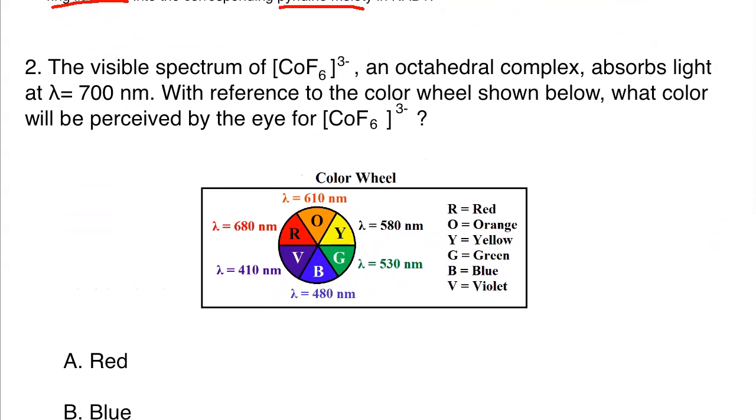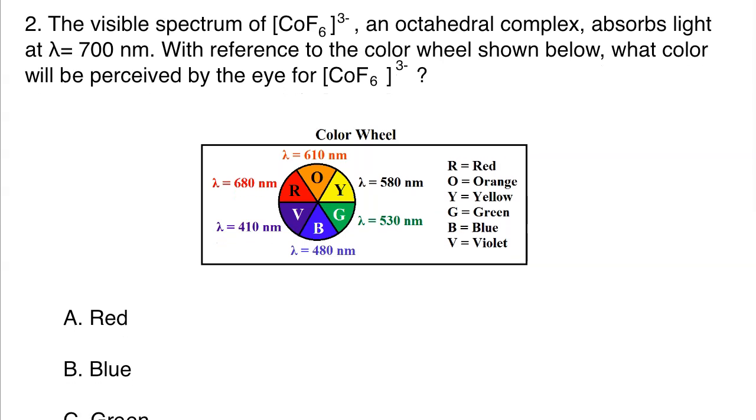All right, so number 2, the visible spectrum of the cobalt hexafluoride ion is going to absorb at 700 nanometers. So we want to find out what color would be perceived by the human eye when we're looking at this. So remember when we were discussing beta carotene absorbing with the violet and the blue, we were talking about the fact that beta carotene is normally orange. So you're looking at the opposite on the complementary color wheel. So right here, 700, the closest to that is red. Right here, 680 is where red starts and it goes up to about 700.